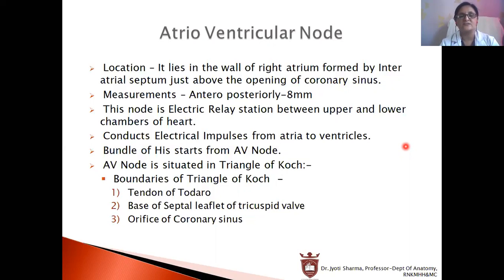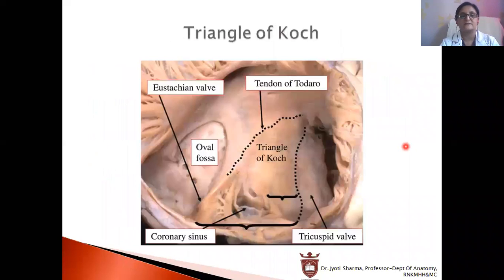Bundle of His starts from AV node. AV node is situated in triangle of Koch. Boundaries of triangle of Koch we see: the tendon of Todaro, the base of septal leaflet of tricuspid valve, and the orifice of coronary sinus.